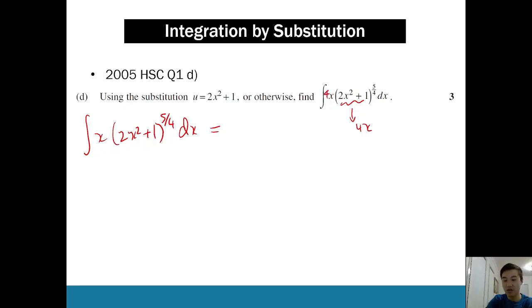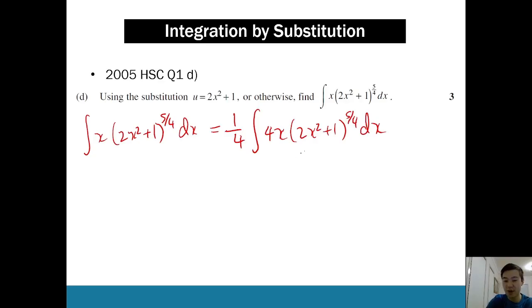So in order to get a 4x on the outside, I can just multiply by 4, but I don't want to change the question. So what I'm going to do is divide by 4 on the outside so that they balance each other out and I'm not actually changing the question. So this is the same thing as 1 over 4 integral of 4x times 2x squared plus 1 to the power 5 over 4 dx, like so.